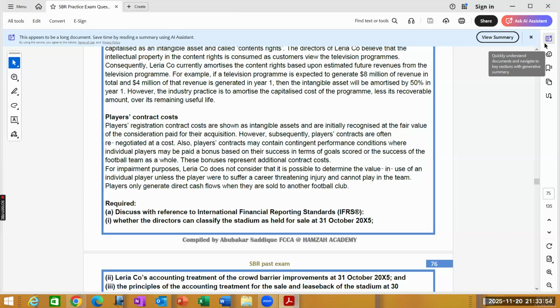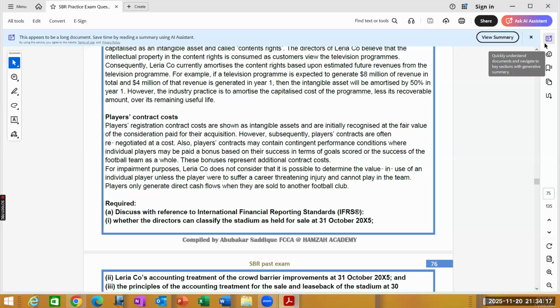For impairment purposes, the company does not consider that it is possible to determine the value in use of an individual player unless the player were to suffer a career-threatening injury and cannot play in the team. Players only generate direct cash flow when they are sold to another football club. So, how will the player registration cost be measured?